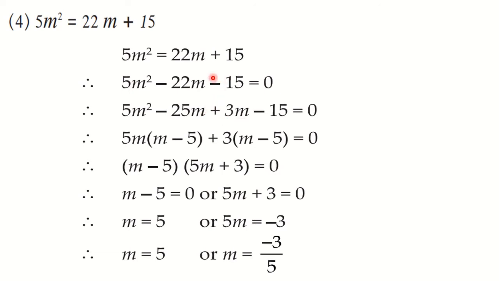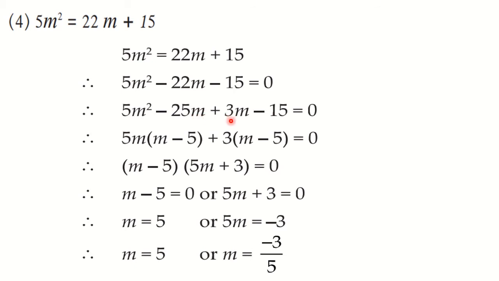When you are having a minus sign here, the terms will have opposite signs. One is negative, one is positive, and that sign depends on the middle term. If the middle term is negative, the bigger number will be negative. If the middle term is positive, the bigger number will be positive. So this is called splitting the middle term. Then you have to make the groups.